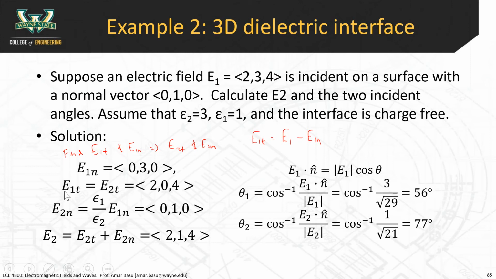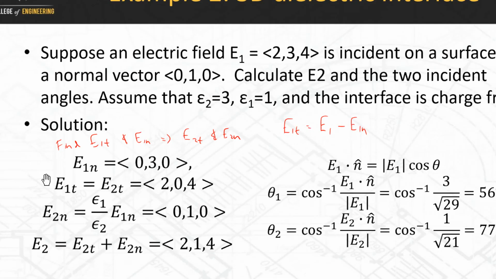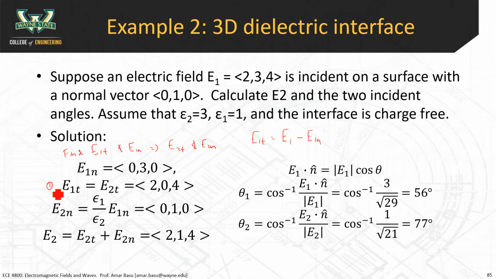So you found the tangential component, and because the tangential components are continuous across the interface, now you have the tangential component of E2, which is equal to 2, 0, 4. And then you find the normal component of E2 by using the second rule. So this was using the first rule, that the tangential components are continuous, and this is using the second rule.